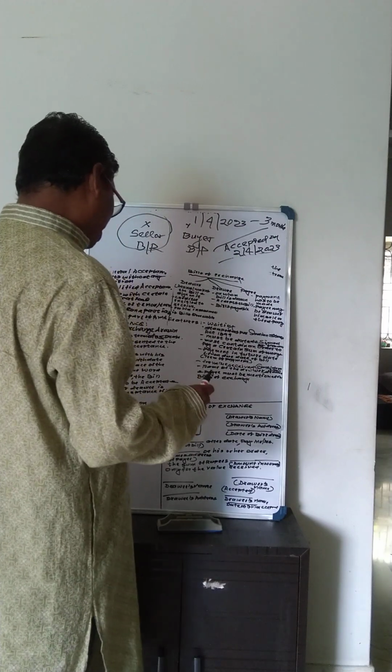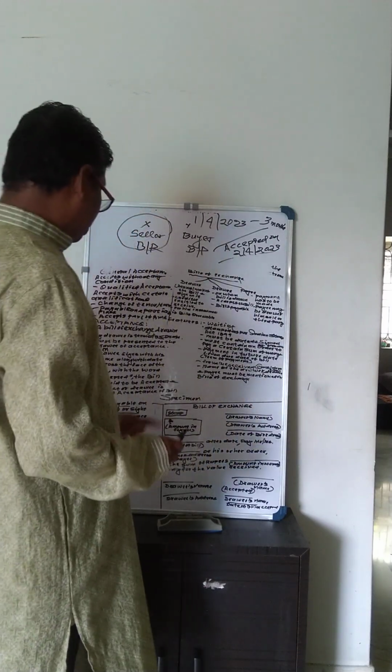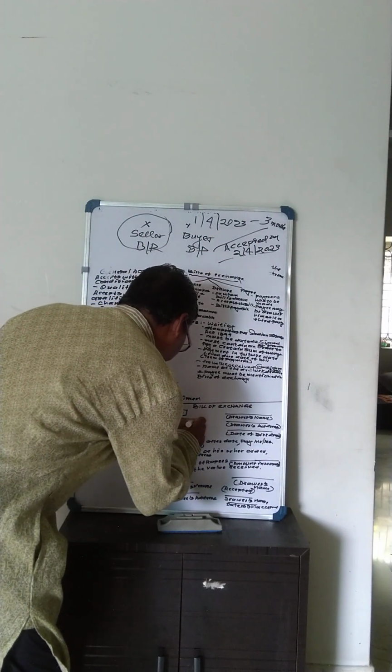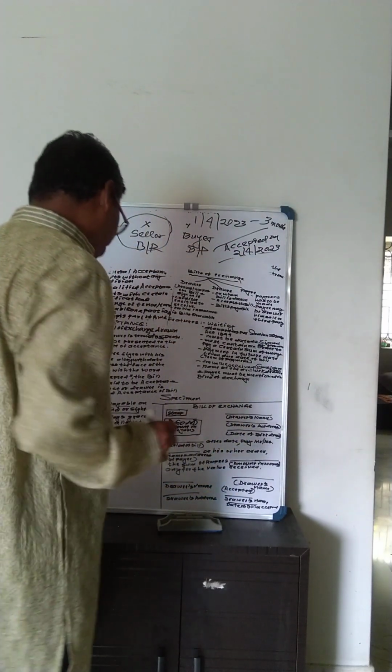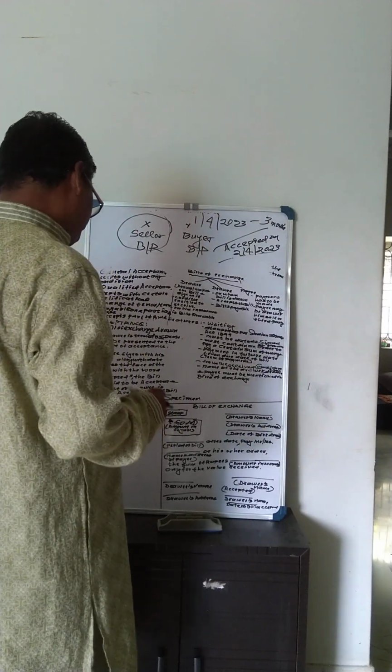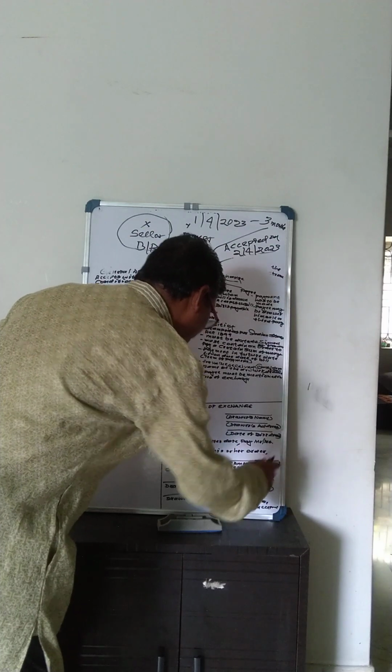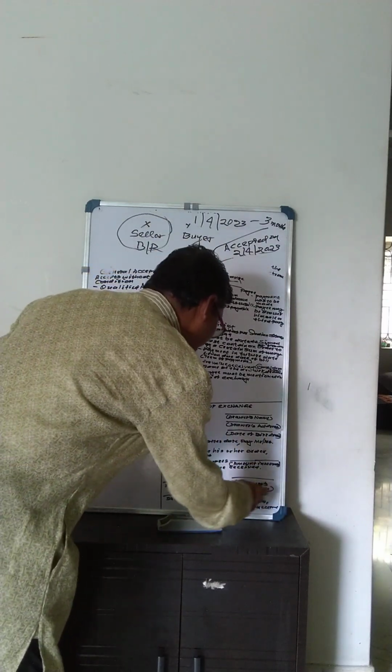The sum of rupees, it is in what? Suppose it is 50,000. In figure write 50,000. In words write 50,000 only. Or the value received. Here the drawer's name is there. Then the drawee's name is there.